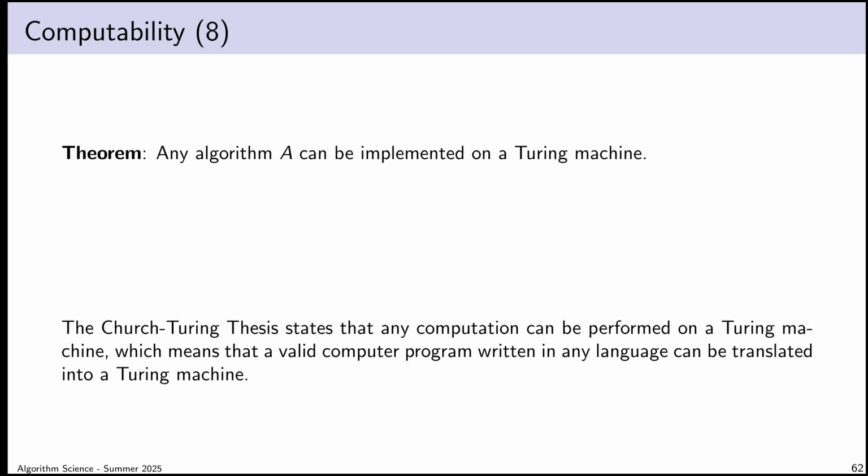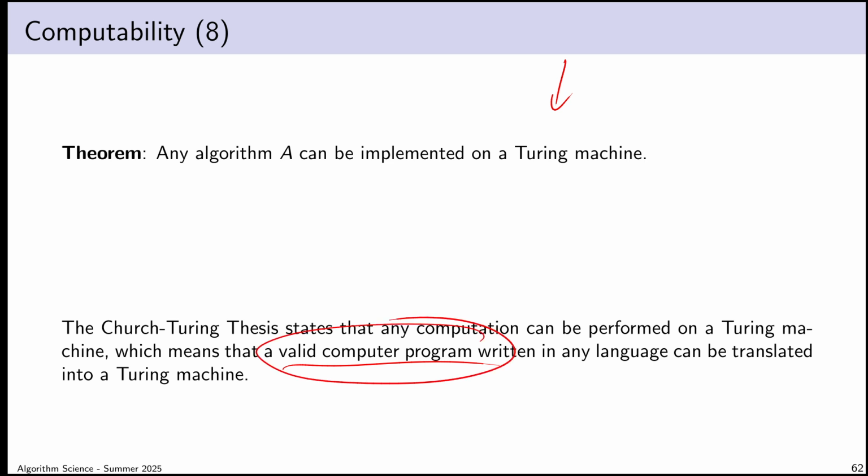So the Church-Turing thesis states that any computation, so any algorithm that exists, can be implemented on a Turing machine, which means in turn that, we've specified lots of algorithms in this course, so clearly those can be implemented on Turing machines. It shouldn't surprise us that if I wanted to implement Jarnik's algorithm or the Ford-Fulkerson algorithm on a Turing machine, I would be able to do so. But more broadly, literally anything you can represent as a computational process can be implemented on a Turing machine. So any valid computer program written in any language can be translated into a Turing machine.